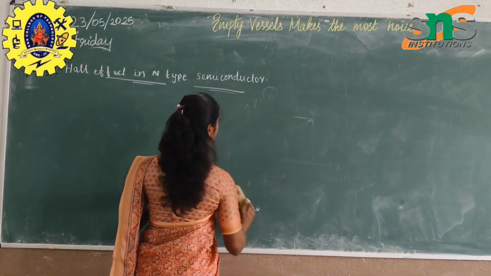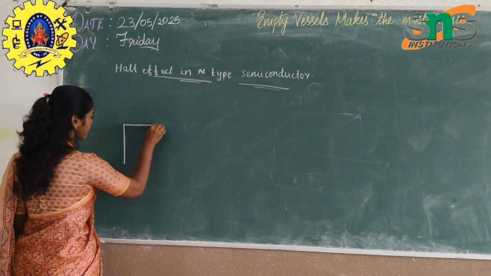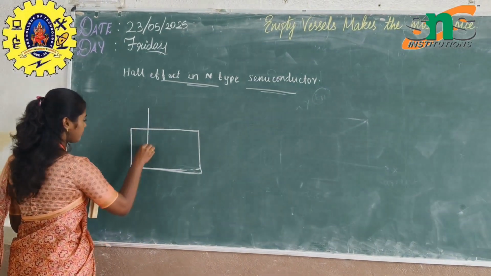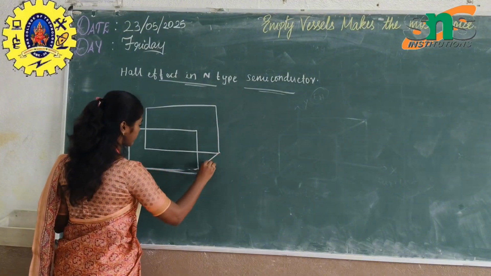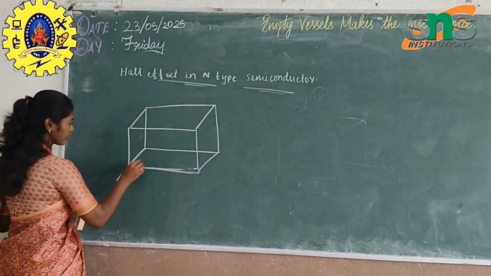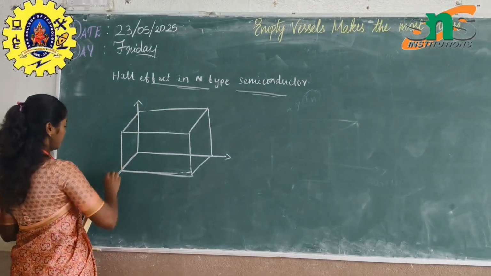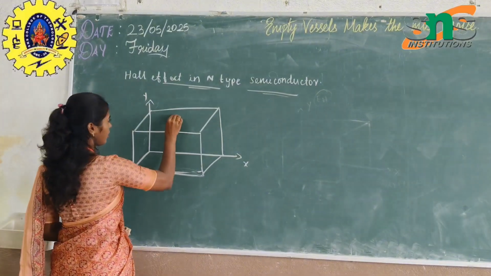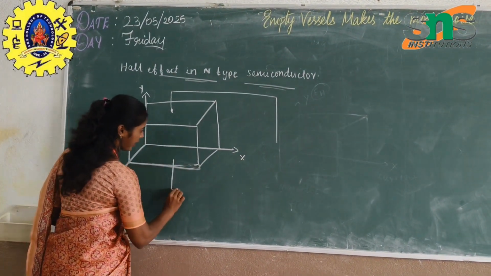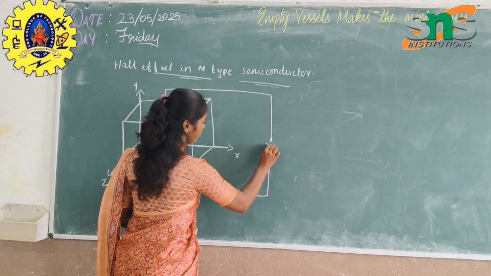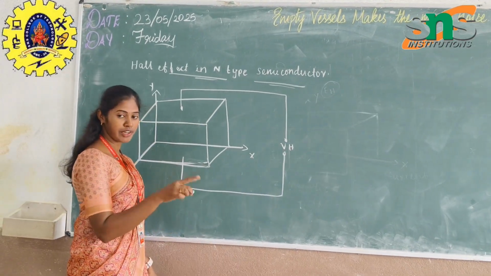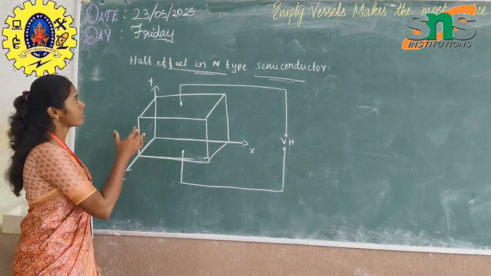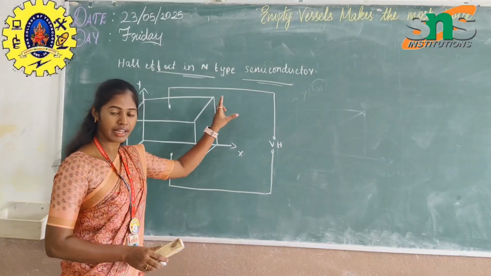Let us consider the N-type semiconductor. This will be our conducting element, with the x axis, y axis and z axis. Now the Hall voltage will be developed in this area. That is VH, the Hall voltage produced in the sample. So our topic is the Hall effect in an N-type semiconductor.